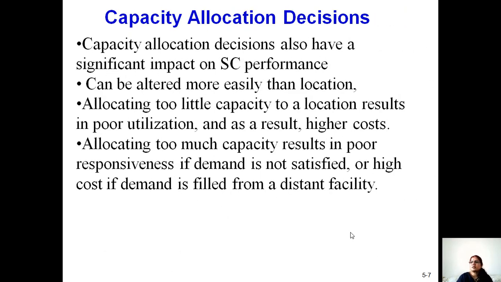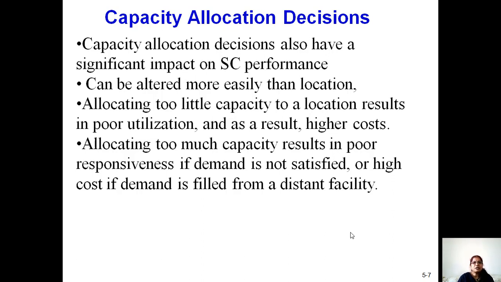Next decisions are capacity allocation decisions. Once again, a very important area of decision making. They answer the question: what should be the size of the facility? Arbitrarily, one cannot decide the size. There should be a logic based on whether it is a huge facility or a small outlet or a depot, the medium scale, something like that.